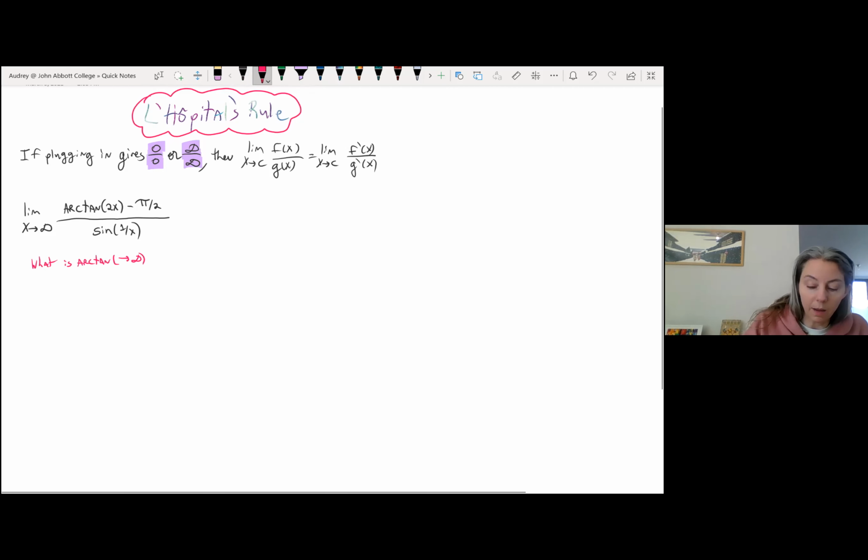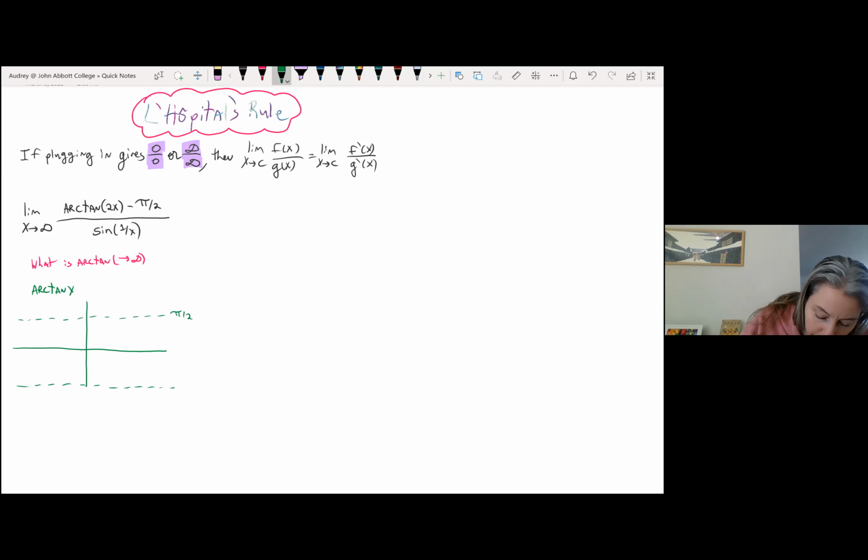And a good way to think about that is to remember the graph of arctan x. So this is actually a graph that's going to be quite important for you this semester. So you should definitely remember this graph, be comfortable with it. Arctan, we know, has a horizontal asymptote up here at pi over 2, and it has another horizontal asymptote down here at negative pi over 2. And then it ends up looking like that.